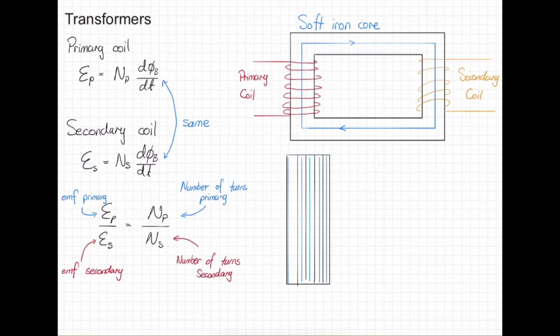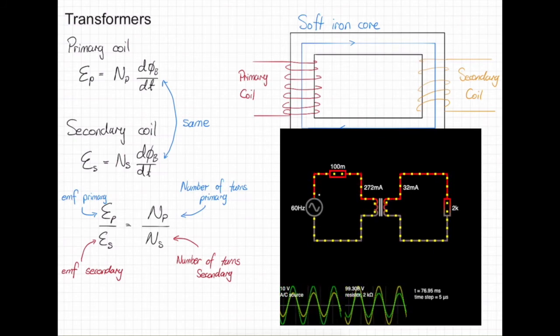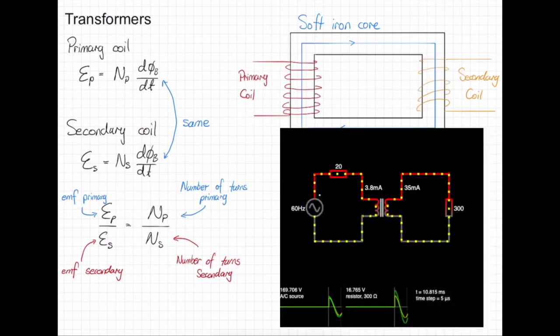If the secondary coil has more coils than the primary, it is a step-up transformer. As you can see in this simulation, the EMF produced in our secondary coil is higher than that of our primary coil. However, the current produced is less. If the primary has more coils than the secondary, it is a step-down transformer, which you can see in this simulation. Our EMF is less than that of the primary, however we do have a higher current.